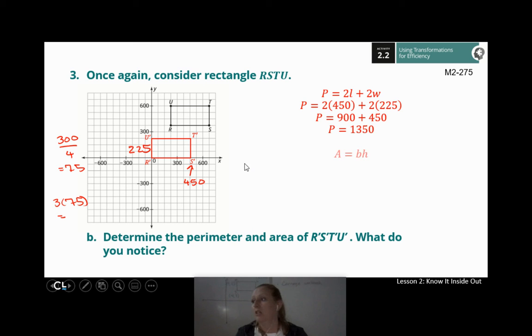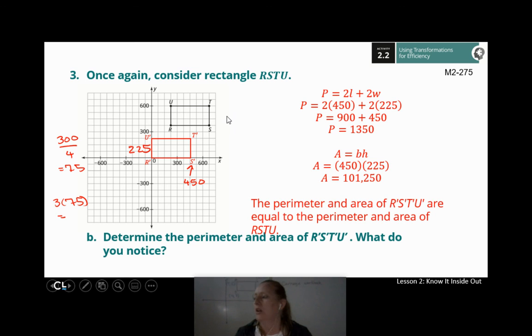Of course, the area is just the base times the height. So that means we're going to do 450 times 225. Thank you for calculators. I got 101,250. I got a big number, which should be the same area as the original. So when it asks, what do you notice? That's what I'm noticing. Pretty sure this should be the exact same area as the original rectangle. So the perimeter and area of R prime, S prime, T prime, U prime is equal to the perimeter and area of R, S, T, U.